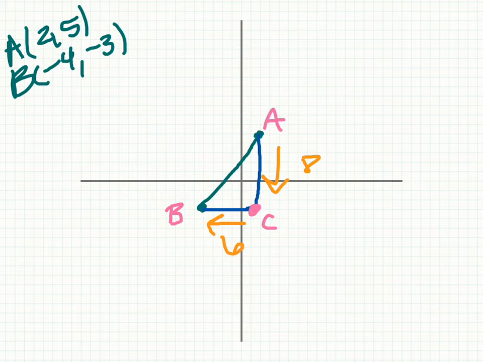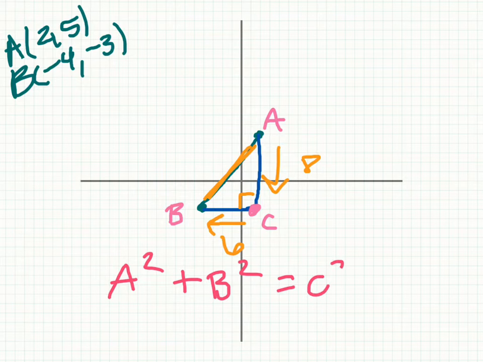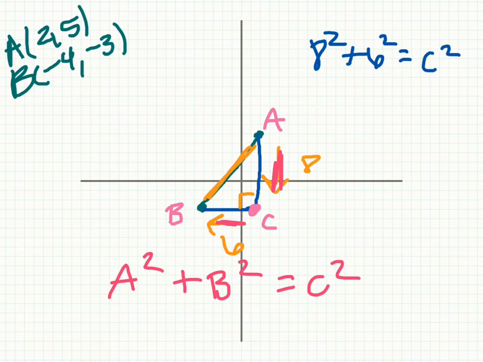We want to figure out what AB is, what this is right here. If you can remember back, we can use the Pythagorean theorem, which is a squared plus b squared equals c squared. Remember, c is the hypotenuse. So we know one of our legs and we know the other leg, and we can plug that in for a and b. So we have 8 squared plus 6 squared equals c squared. Our hypotenuse, this is c.